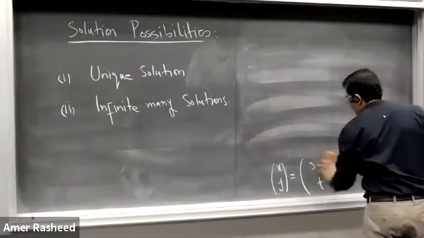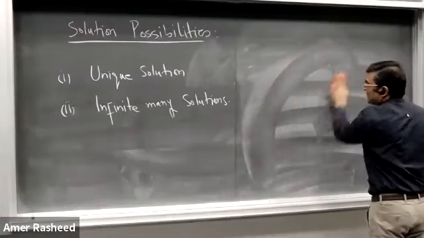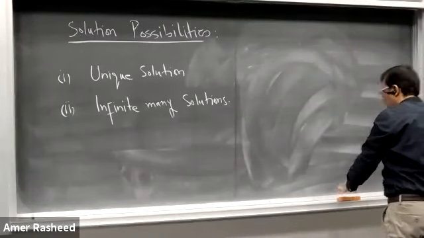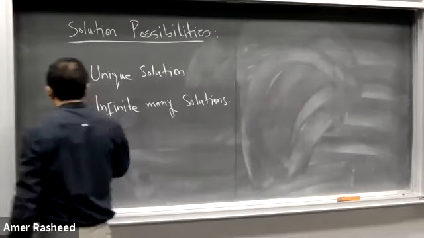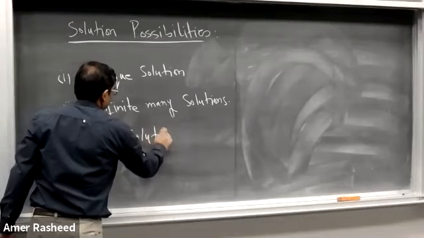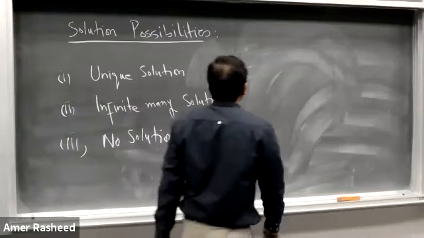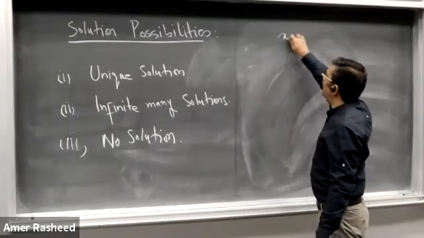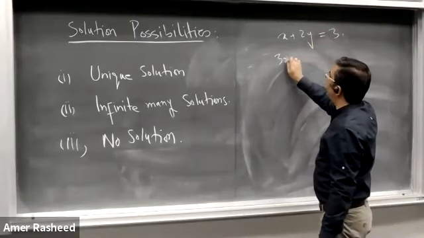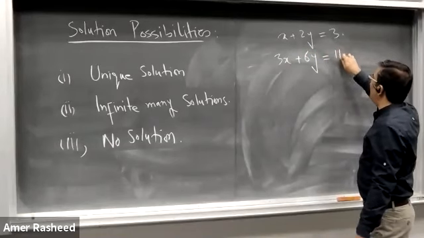In that case, I told you that the linear system is inconsistent, meaning it is an ill-posed problem. We are unable to find its solution. Third, no solution. Okay, this is the third possibility. And an example of this third possibility is x plus 2y is equal to 3 and the second is 3x plus 6y is equal to maybe 11.